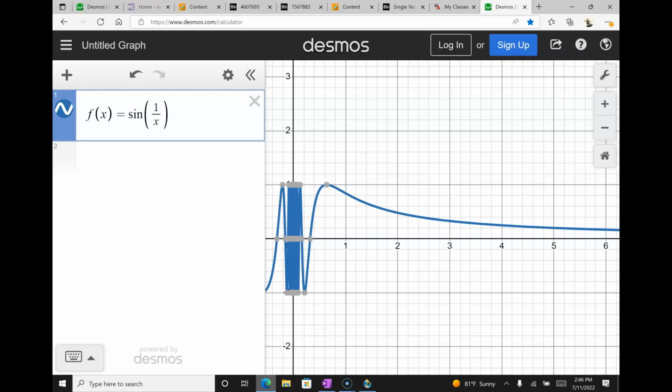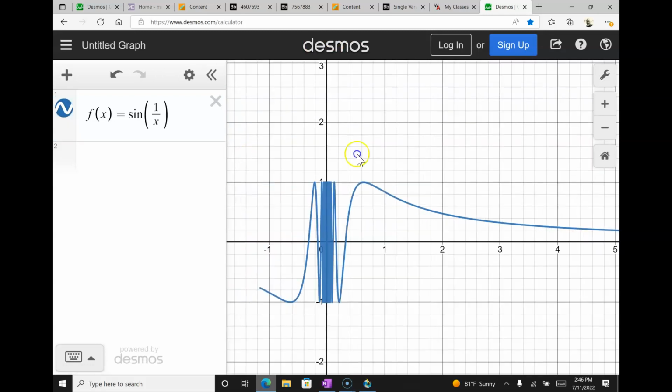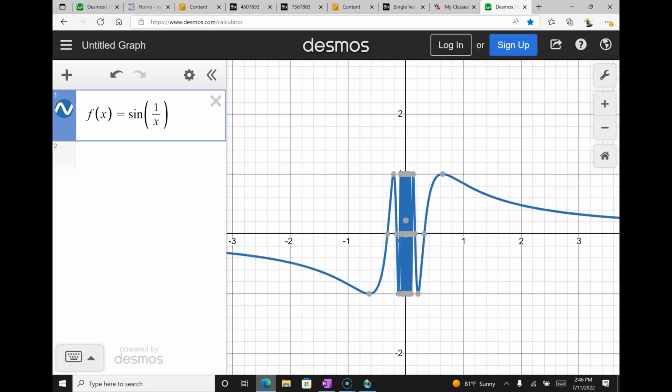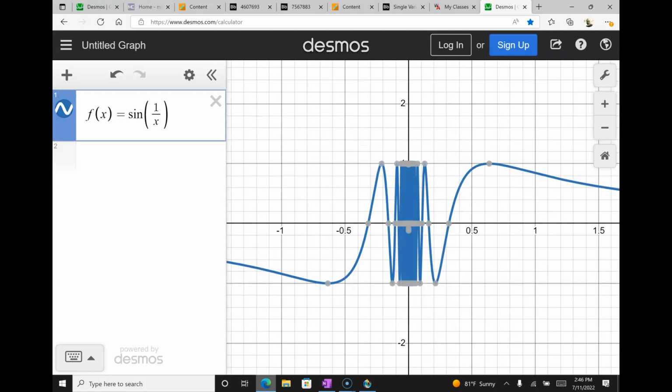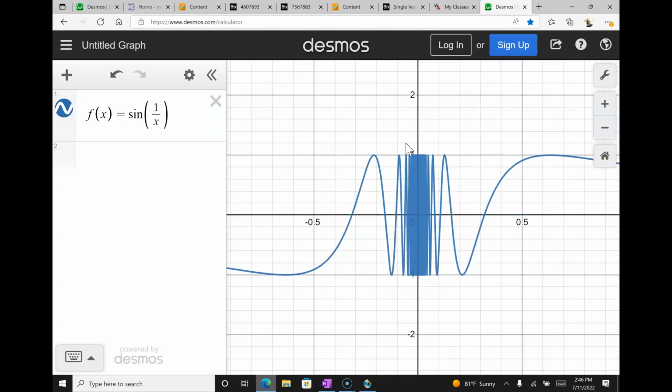So you can pretty much see, oops, sorry. Come on, Robert. You see how dense it is in the middle? It's going up and down so fast that you can't even tell where it is.